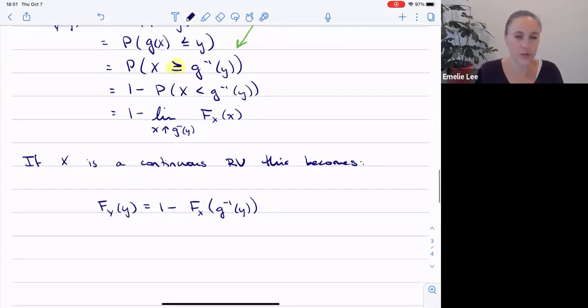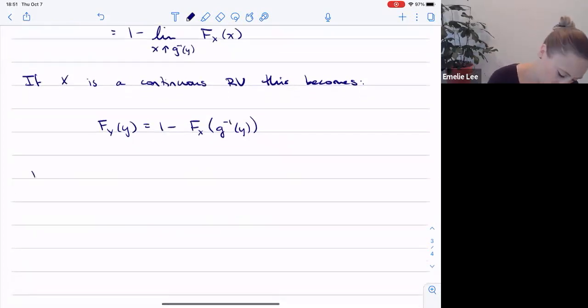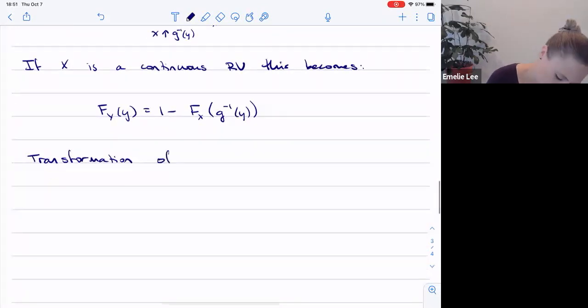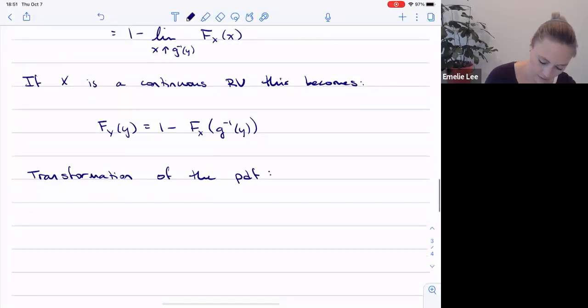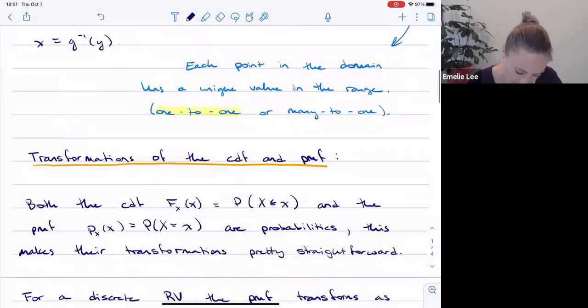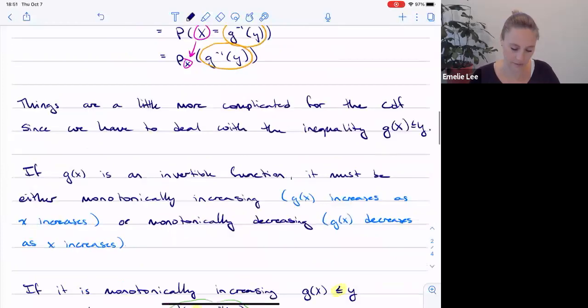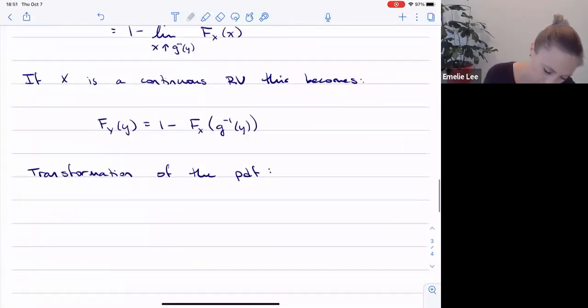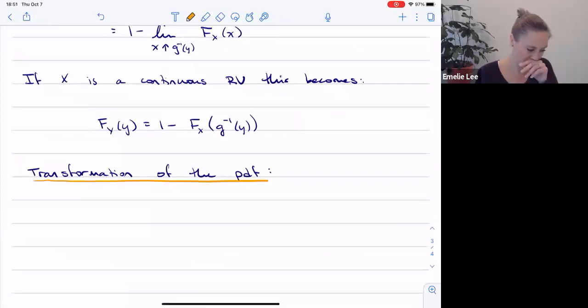What if we want to talk about the transformation of the PDF? We said, oh, that's going to be tricky. So here we go. Transformation of the PDF. And what did I do? I think I underlined in orange or something. Yeah. I'll match it.